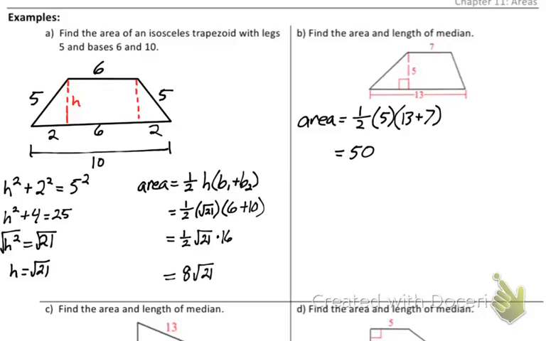So you plug in a calculator. Or what I do in my head is I just do 13 plus 7, 20. 20 divided by 2 is 10. 10 times 5 is 50. So that's my area.